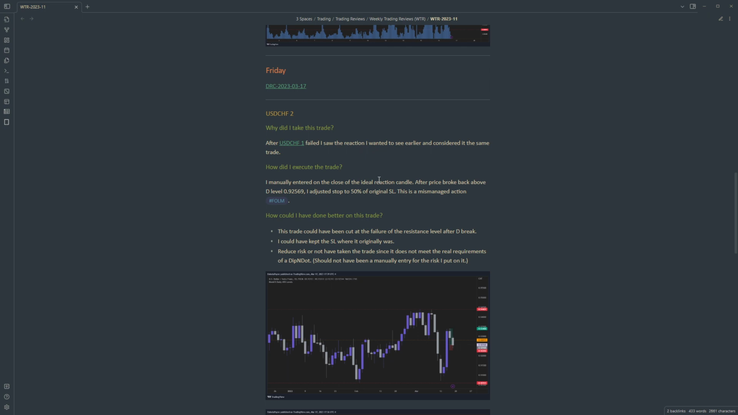How could I have done better on this trade? I was struggling to say everything except for psychology because I want to put it in different words. How could I have done better on this trade? This trade could have been cut at the failure of the resistance after the first resistance level. So there was failure at a resistance level after price broke up initially.